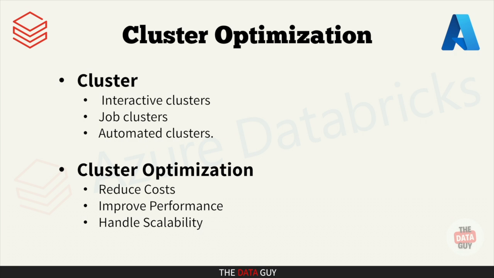Now, why is cluster optimization important? Basically, cluster optimization helps you in reducing the cost, to avoid over-provisioning resources or keeping idle clusters running. It improves the performance. It ensures efficient resource usage to speed up the job execution. It handles scalability. It dynamically adjusts resources based on workload demands.